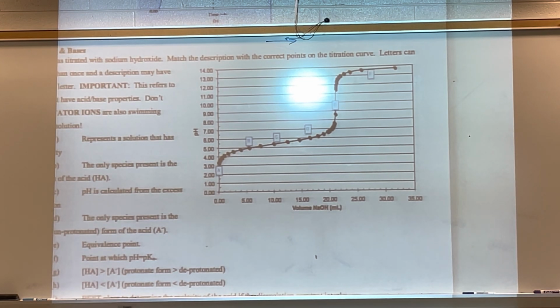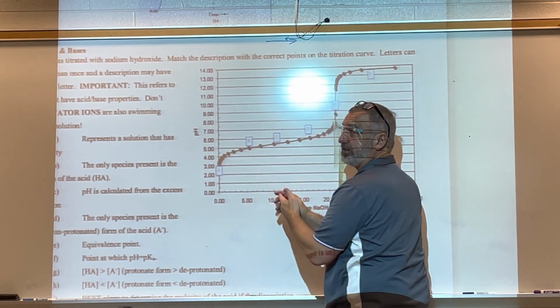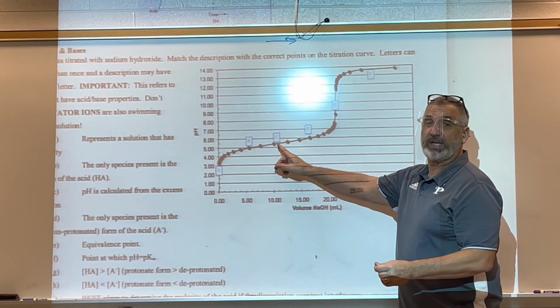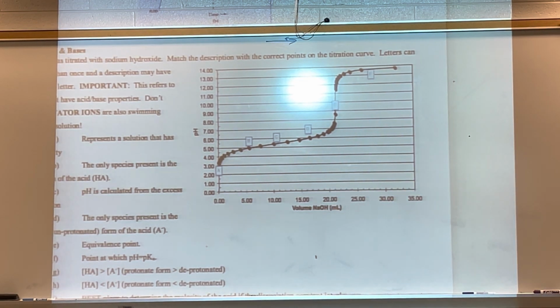Which point represents a solution that has buffering capacity? When is there a buffer created? At what points? B, C, and D. This whole section here is a buffer. Where's the best buffer? At C, because that's when it has 50-50, it can handle the maximum amount on either side.